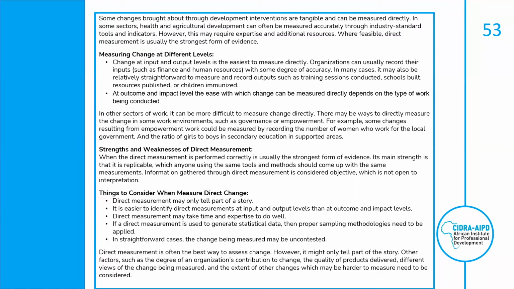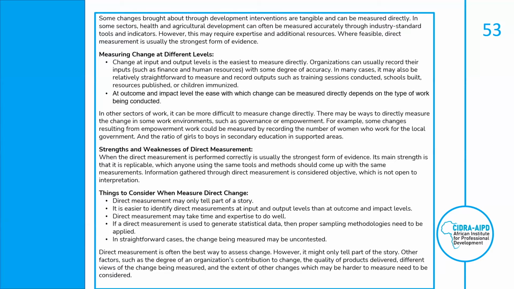Some changes brought about through development interventions are tangible and can be measured directly. In some sectors, health and agricultural development can often be measured accurately through industry standards, tools, and indicators. However, this may require expertise and additional resources. Where feasible, direct measurement is usually the strongest form of evidence.